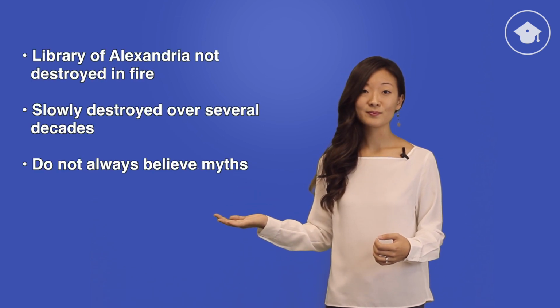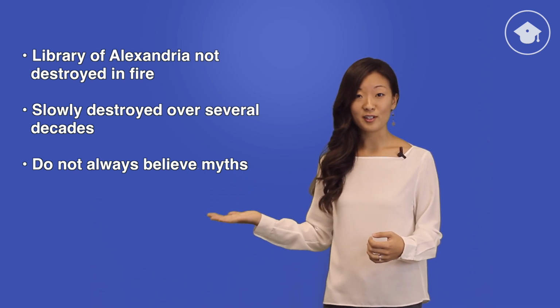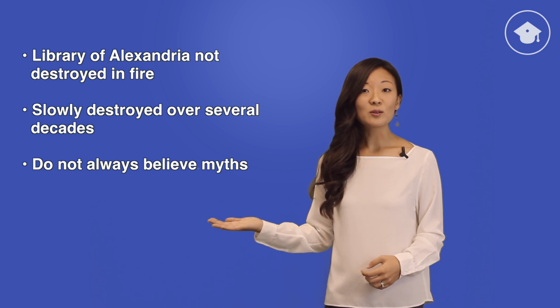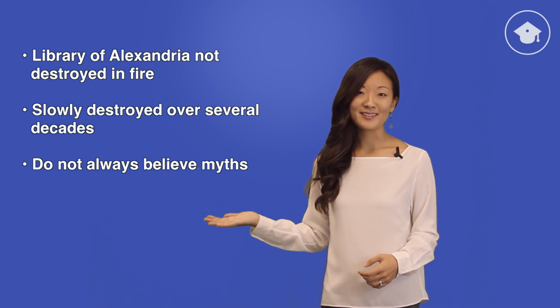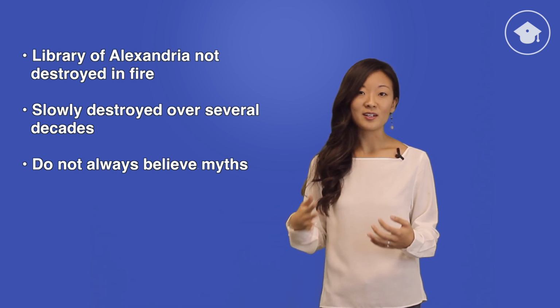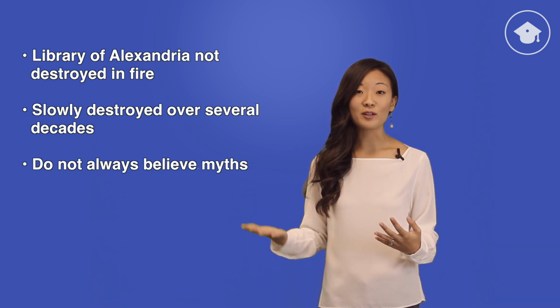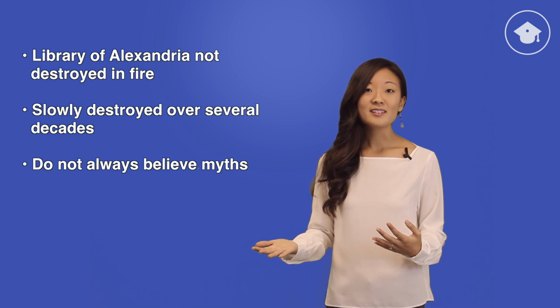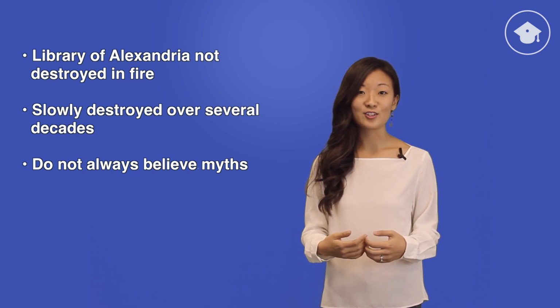Our notes on this part of the recording might look something like this. Library of Alexandria not destroyed in fire. Slowly destroyed over several decades. Do not always believe myths. Again, we don't need to take notes on every single word, but our notes should capture the content of what is said in the lecture. And this is especially true for the end, as well as the beginning of the lecture.